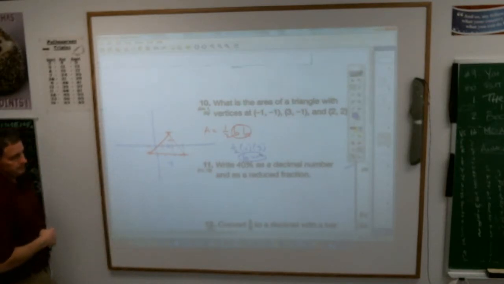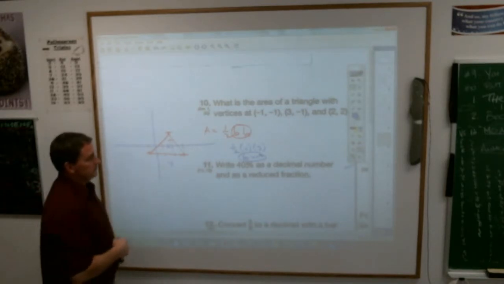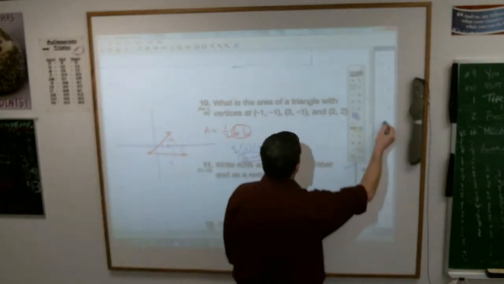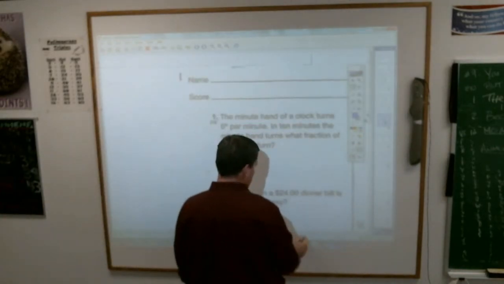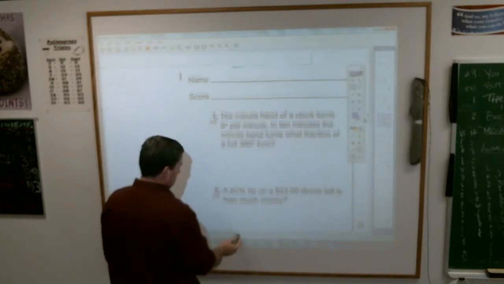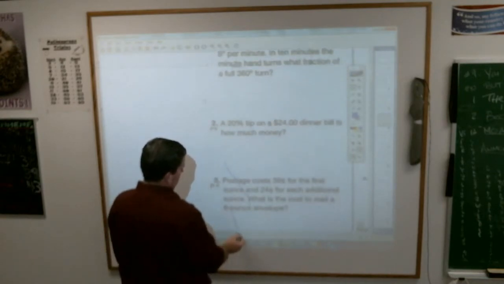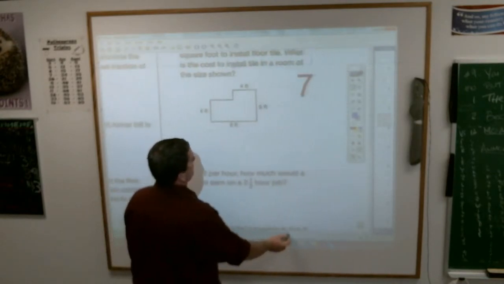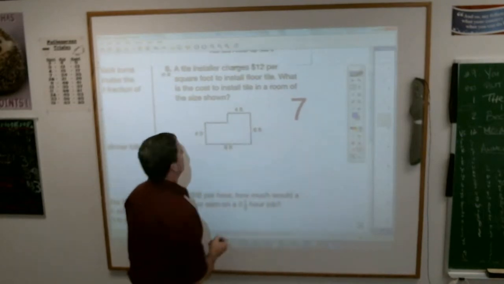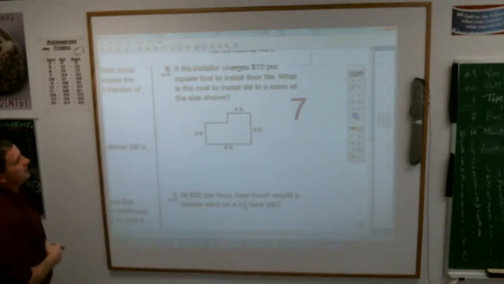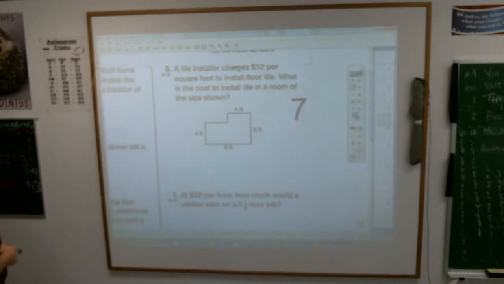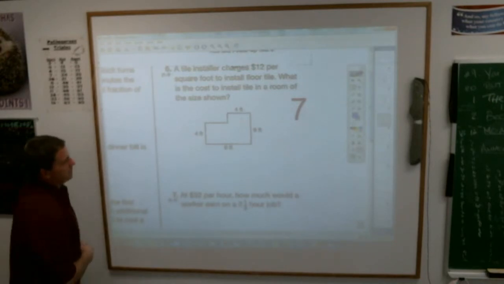Madison. How do you do 6? I really don't know this. 6 looks to me like a cut and divide. It charges $12 a square foot to install the tiles. What's the cost to install this?